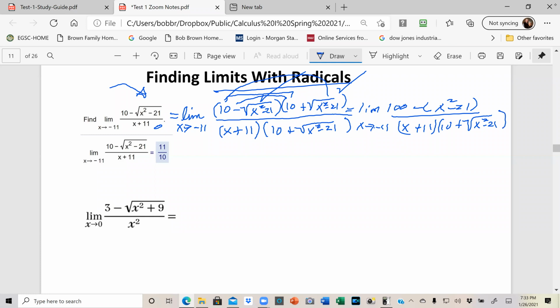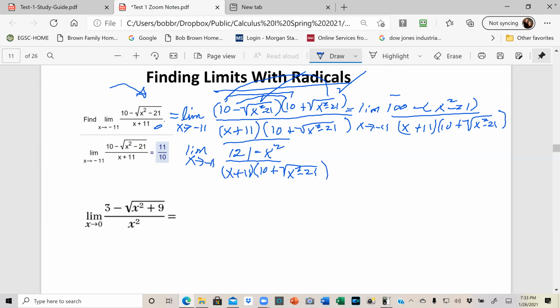So now we've got the limit as x approaches minus 11. And notice we've got 100 minus x squared minus 21. So that'll be 121 minus x squared, divided by x plus 11, times 10 plus the radical. Just got to be careful.